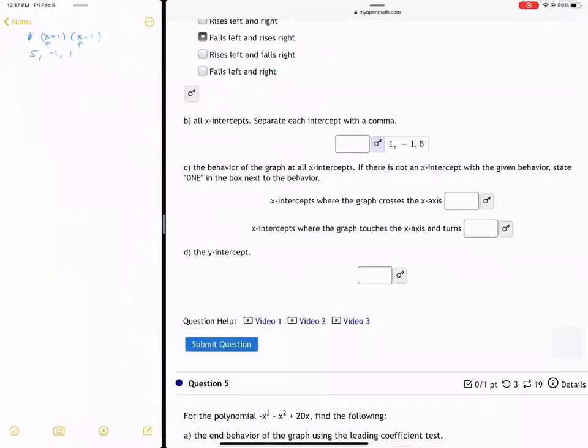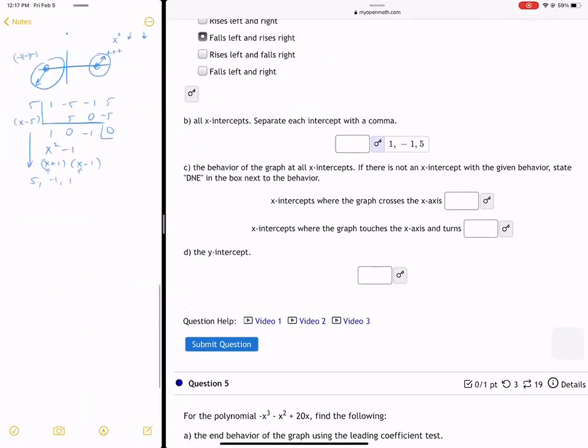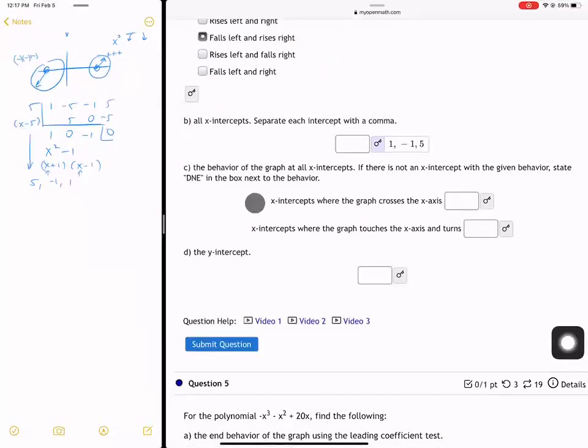Now here is the big dilemma. The question is the behavior of the graph for all intercepts. If there is not an x-intercept with a given behavior, state DNE. So what are they talking about? The question is x-intercepts where the graph crosses the x-axis. Remember how I mentioned crossing and bouncing? How many times do we see the answers 1, negative 1, and 5? Each of these only happens once.